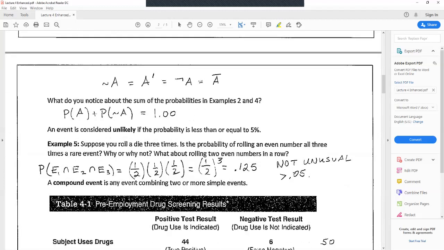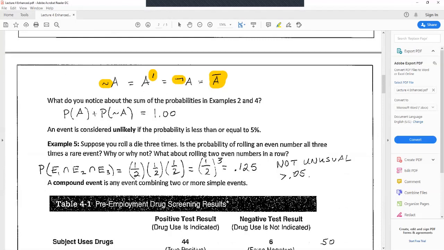A word of caution for those of you who like to YouTube and Google for extra statistics help. The complement of an event, our textbook tends to use this notation with the bar over the A, or whatever the letter happens to be. But a lot of books use different notations. The tilde is popular. The prime symbol for complement is popular. I've seen this one here.